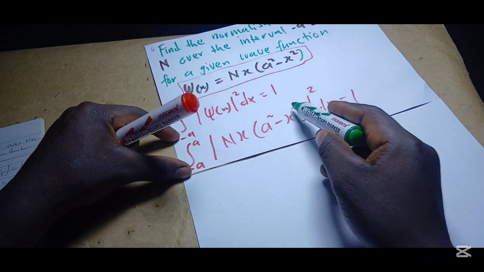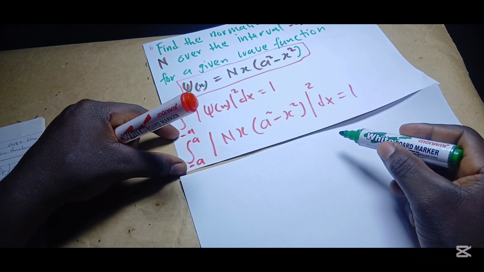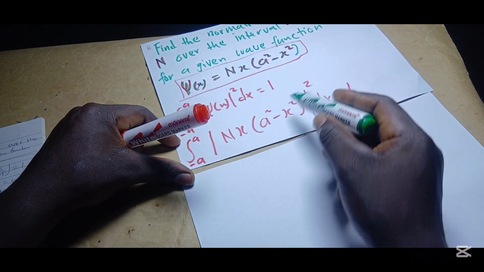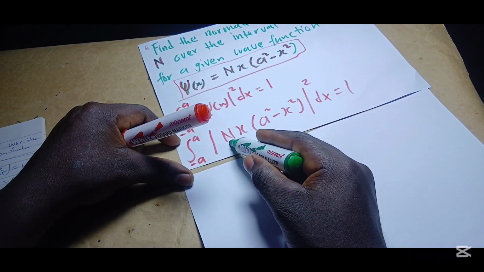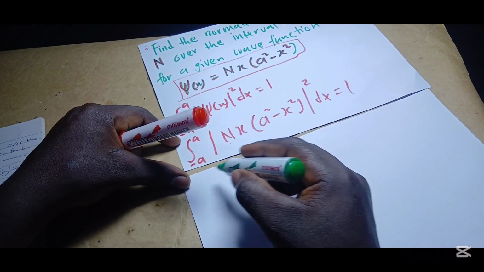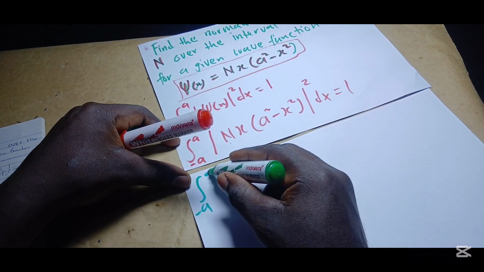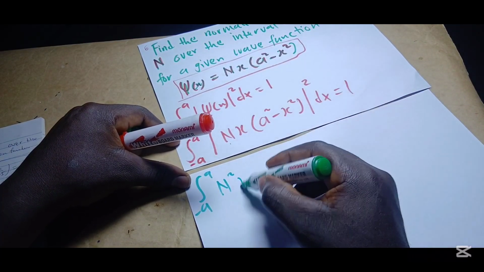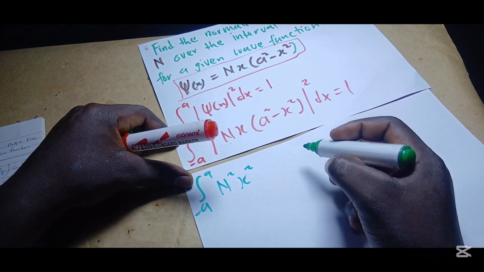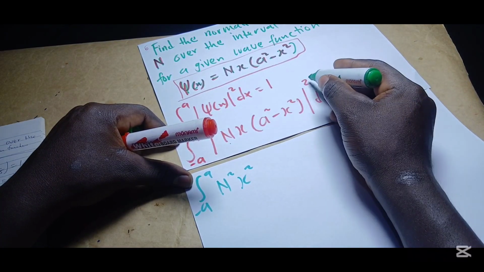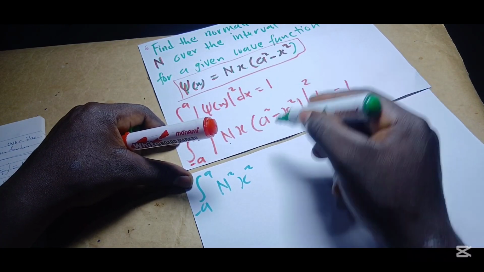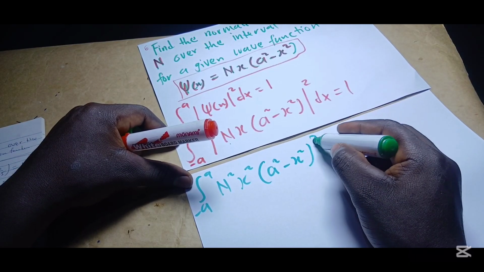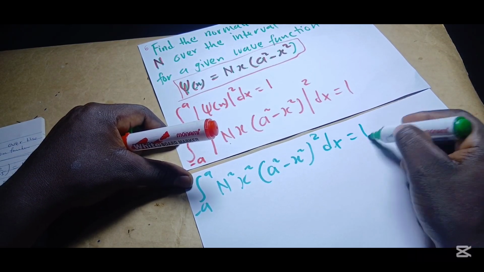So we can go ahead and simplify whatever is under the absolute sign. So the integral from negative a to positive a of n squared, then x to the power 2 gives us x squared, and this whole term multiplying, raised to the power 2: (a squared minus x squared) all to the power 2, dx, equal to 1.